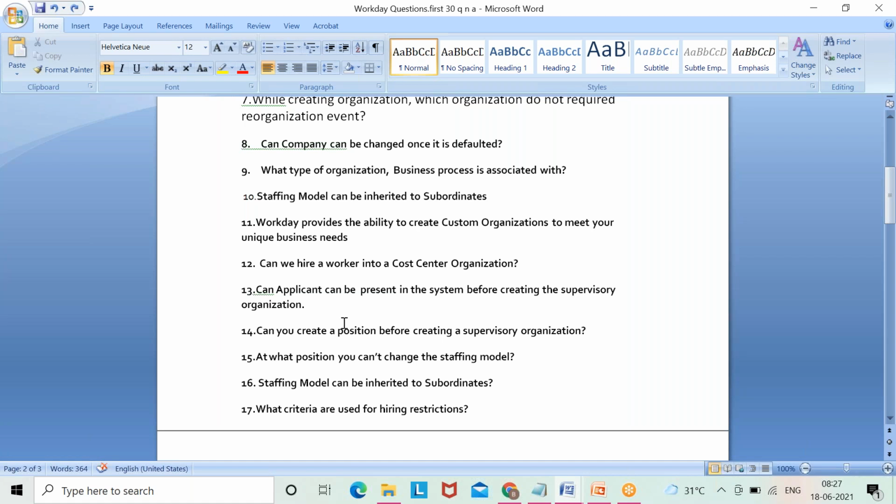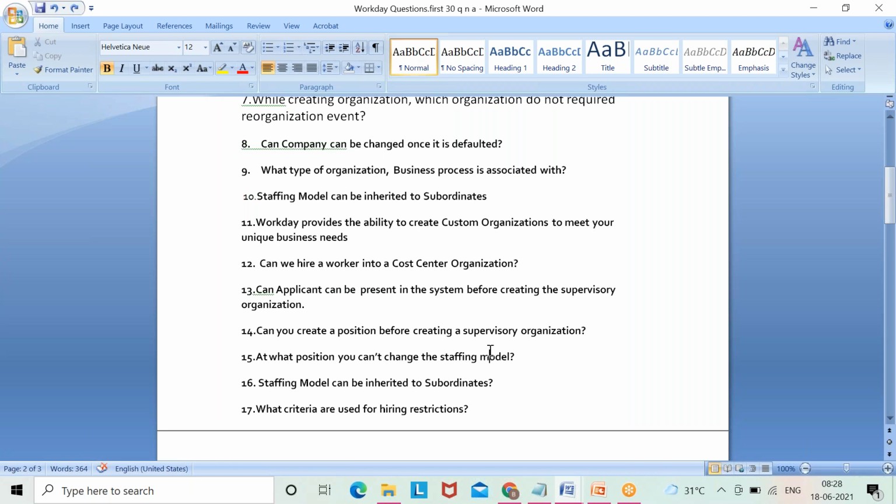No, I don't think so. Under a supervisor organization only we'll create a position. So we have a dependency, you're saying, correct? Yeah, that's true. We can't create a position without a supervisor organization. Staffing always comes after creating the organization. So we cannot create a position prior to creating a supervisor organization. We must create the supervisor organization first, then only can a position be created.